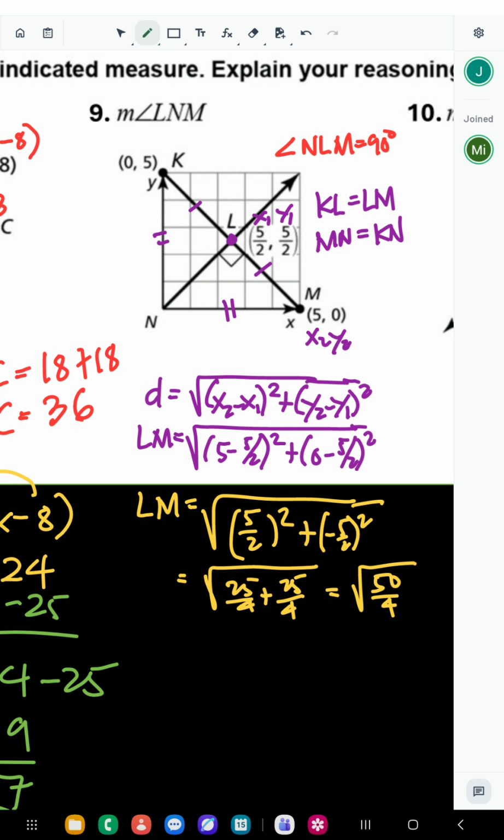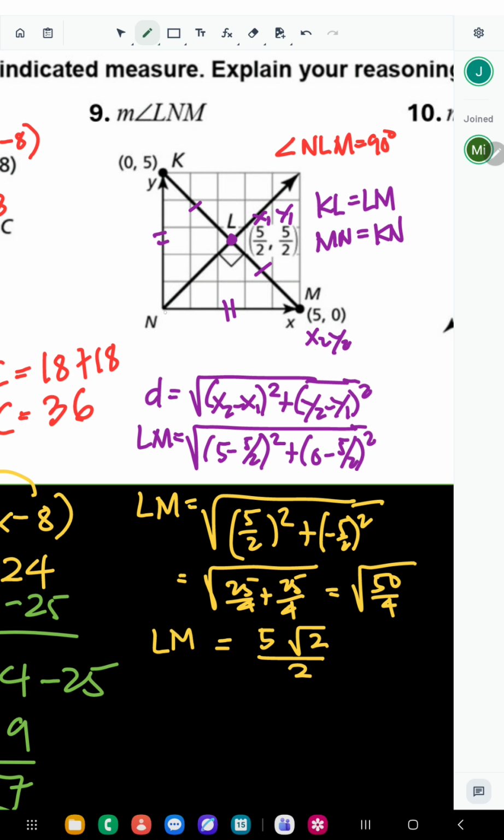No, 5 minus 5 halves. So 5 over 2 is 2.5. So 5 minus 2.5 is 2.5, so 5 halves. Okay, so this is just 5. This 25 times 2 is 50. Square root of 2 over 2. So that is the distance from L to M.